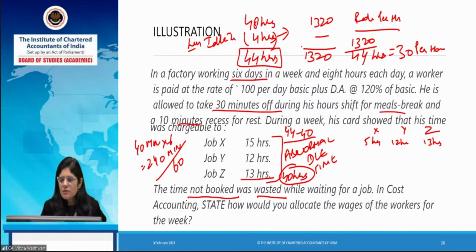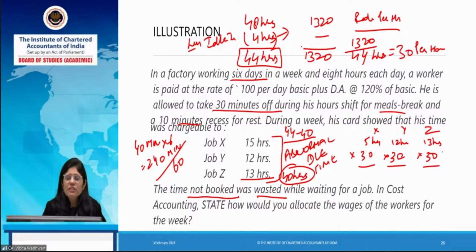All right. So now 30 per hour. So 15 hours into 30, 12 hours into 30 and 13 hours into 30. That will be the labor cost which is allocated to jobs X, Y and Z on the basis of 30 per labor hour.